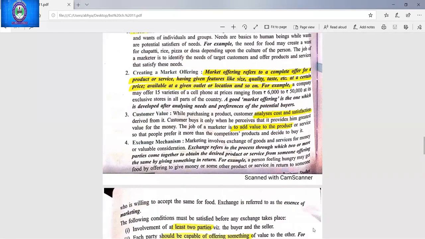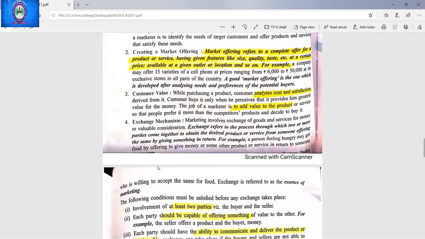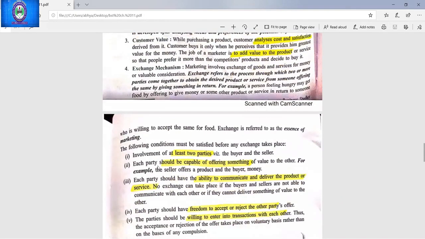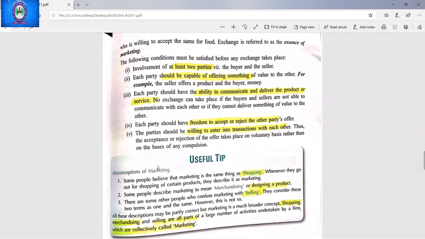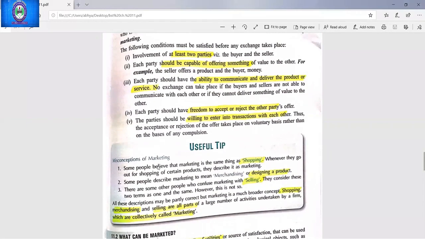Out of all these concepts, market offering is a very important topic, as it can come in the exam. Define market offering. Many times this one-mark question has come in the exam. Market offering is a complete offer of products which contains the quality, size, feature and availability of the product, where the product means the complete offer made by the seller to the buyer, telling each and everything about the product. In the exchange mechanism, there are two parties capable of offering something, ability to communicate, and freedom to accept or reject the other party's offer.